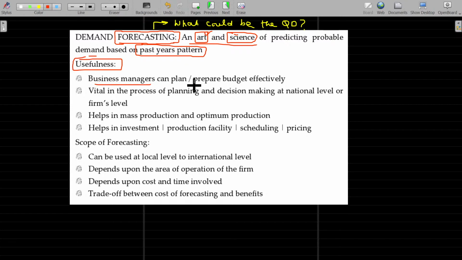Business managers can plan and prepare budgets effectively. They have to know how much quantity may be expected to be sold in the coming days, and based on that only they can plan for manufacturing. If they are not able to plan this, then how do they plan ahead the production? The production budget is possible only when they are aware of the quantity demanded.